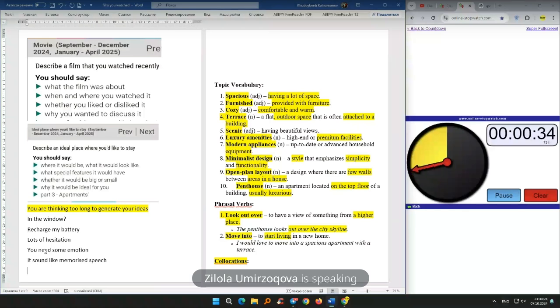Finished? That's all. Yeah. Really? Actually, you had more than 30 seconds. More than 30 seconds means you had enough time to talk a lot more details, like descriptions with adjectives, with phrases, a lot of things. So it's not good for you.